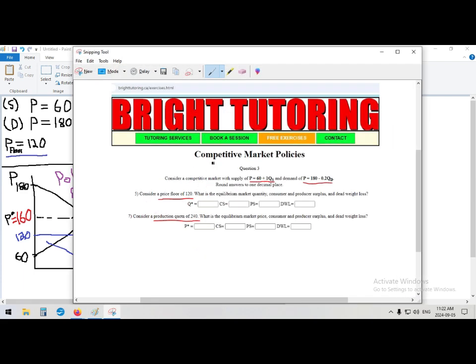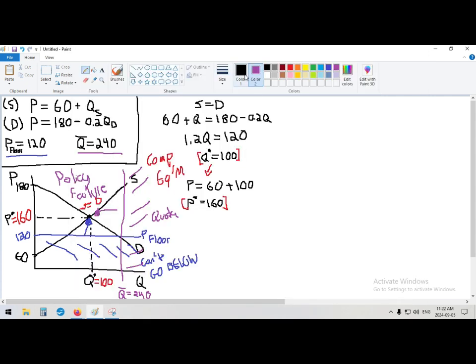So what happens in these questions is the competitive market price and quantity are just going to be what they are in a competitive equilibrium. So we have 100 for the quantity, and the price is going to be 160. For consumer and producer surplus, those are just the standard triangles that we have here and here. So we have consumer, and then producer is going to be in here. So let's figure that out.